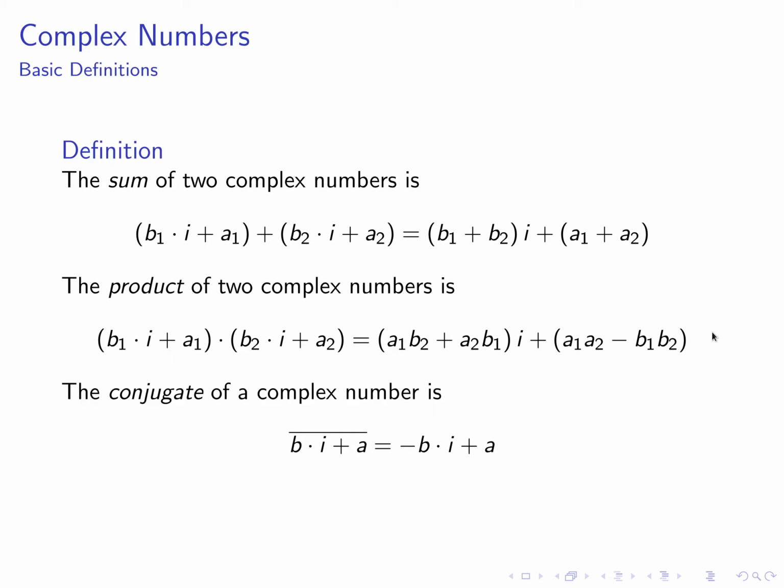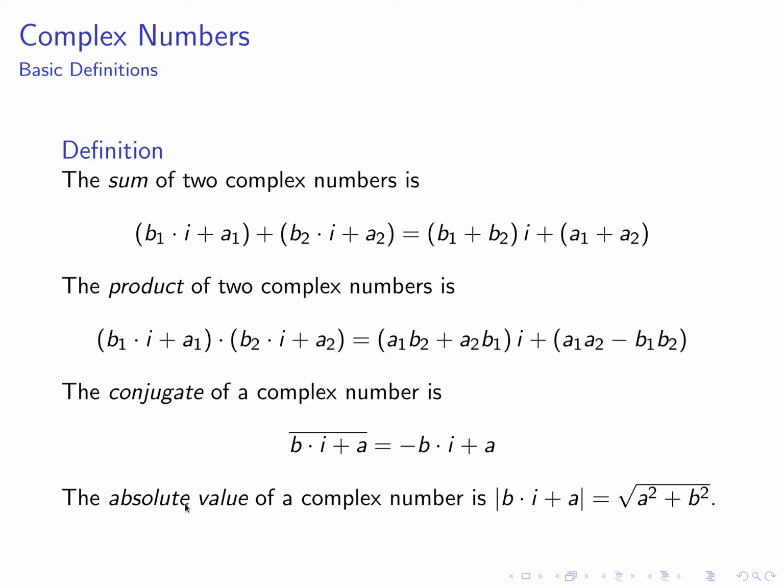There's also an important operation on complex numbers, and this is the notion of conjugation. The conjugate of a complex number is obtained notationally by just writing a bar or a line over the top of the whole complex number. And this is a simple operation. All we do to conjugate bi + a is we negate the number b. So to conjugate is to negate the complex part, or the imaginary part, of the complex number.